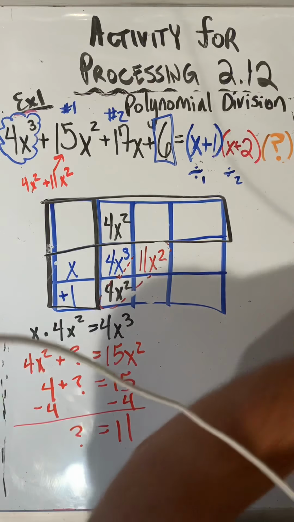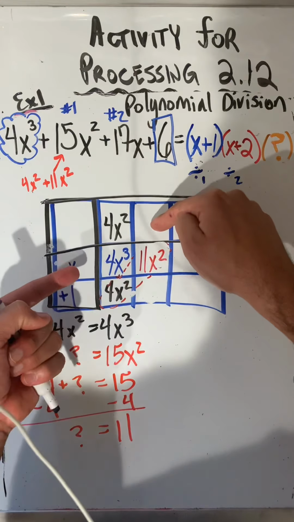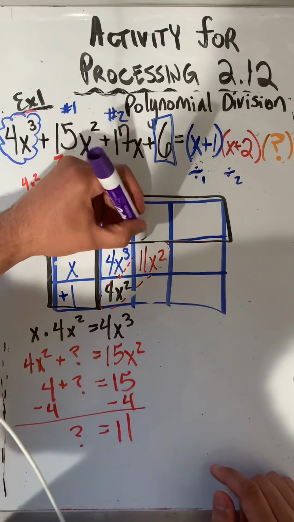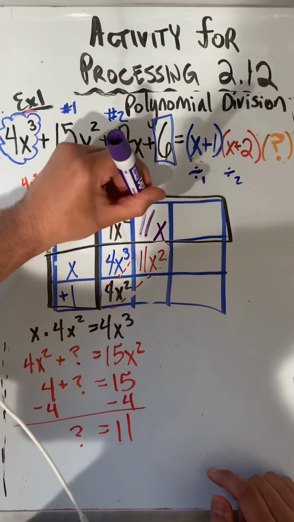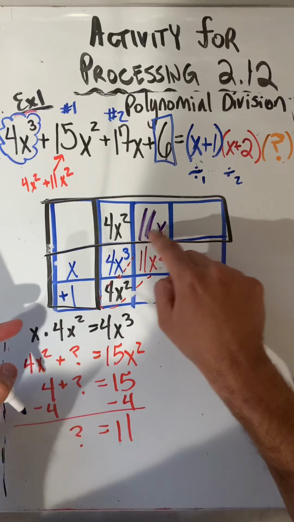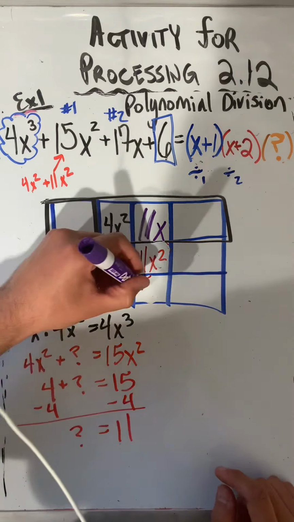Okay, now that we have that, let's go ahead and figure this out. x times something gives me 11x squared. That's 11x. There you are. All right, so x times 11x gives me 11x squared. Cool, let's keep going. 11x now times 1 gives me 11x.